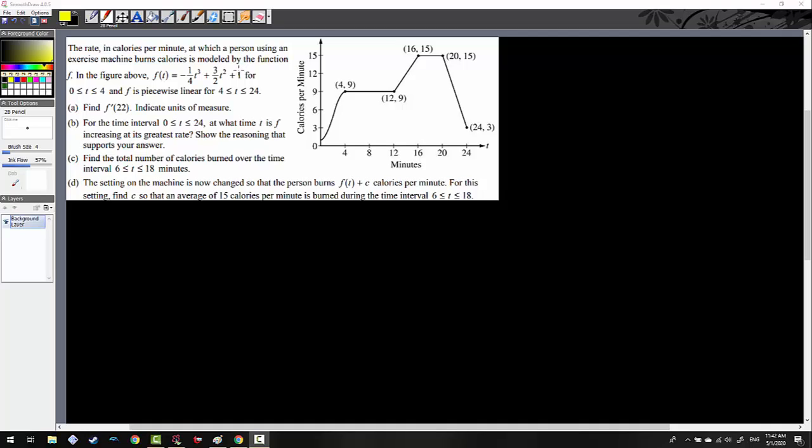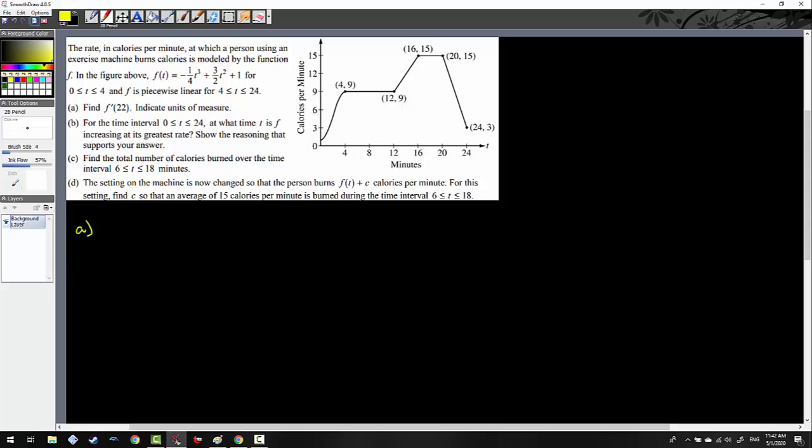In today's episode, we will be discussing the 2006 version B AP Calculus BC exam, question number 4. This question also made a cameo appearance on the Calculus AB exam of that same year. The question reads, the rate in calories per minute at which a person using an exercise machine burns calories is modeled by the function f. In the figure above, f of t equals this polynomial between 0 and 4 and is piecewise linear from 4 to 24. So let's start answering some questions here.